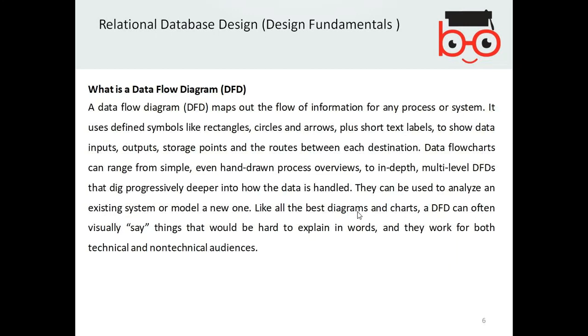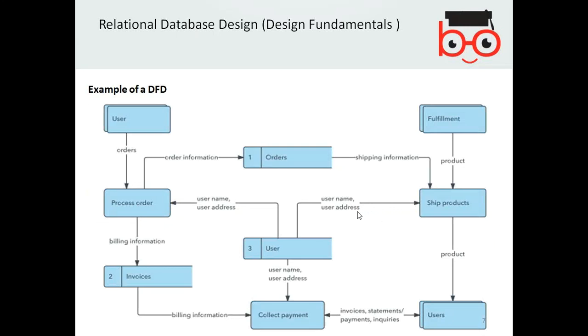Then there is the data flow diagram. The question arises of how the data will flow in those entities. For example, the user makes orders through the process order entity. The process order entity would trigger the invoices entity. The process order would have attributes, invoices would have attributes, and then the orders entity would be created. The user would be another entity, and then the fulfillment entity, shipment, ship products, and collection payment. These are the entities which are interconnected, and their flow is drawn here.